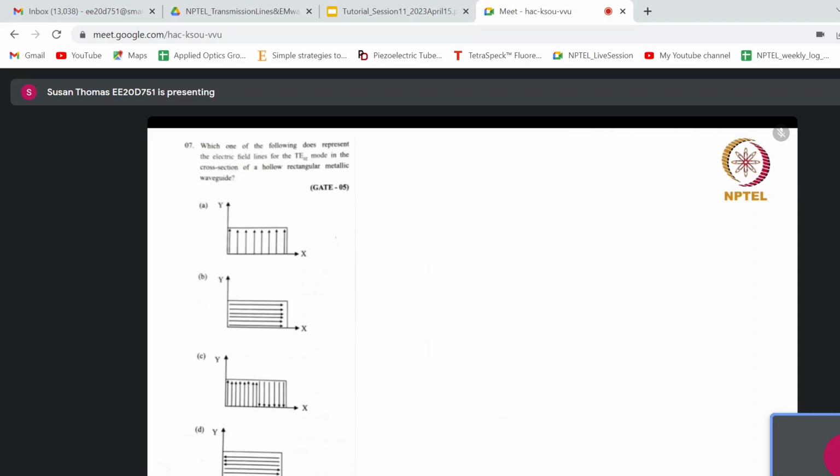So to understand the first question here, which one of the following does represent the electric field lines for TE02 mode? So let us write down the mode. This is very important. TE02 mode. That means M is 0, N is 2. Okay. So basically, if you see, M is along X direction and N is along Y direction. So this is along X and this is along Y direction. TE02 mode in the cross section of a hollow rectangular metallic waveguide.